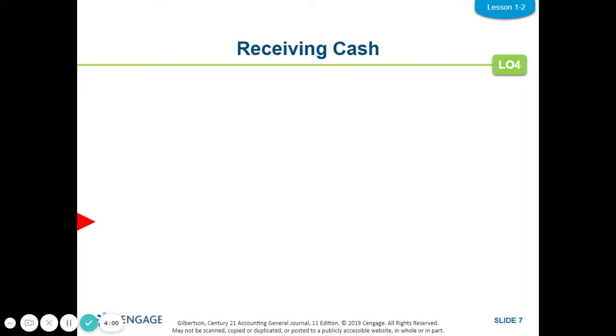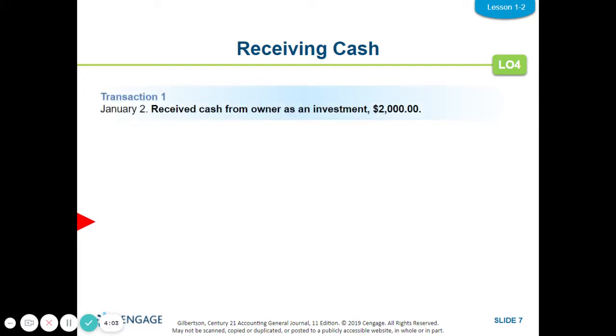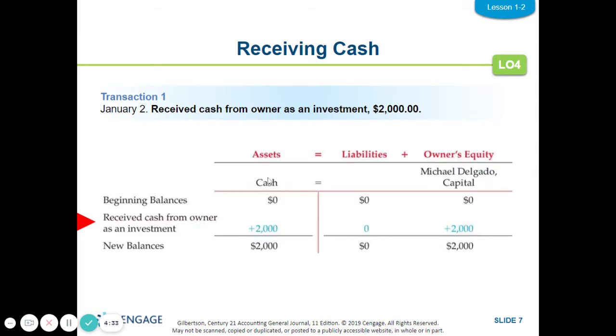So the first transaction we're going to do is receive cash. So in this transaction, we received cash from owner as an investment. Typically what happens when a person decides to open up a small proprietorship, they're going to maybe have some savings that they've built up, and they're going to take that money and invest it in the business to start the business. Basically, they're going to move it from their checking account to a new account in the business name. And so when we receive cash from owner as an investment, we've got an account called cash.